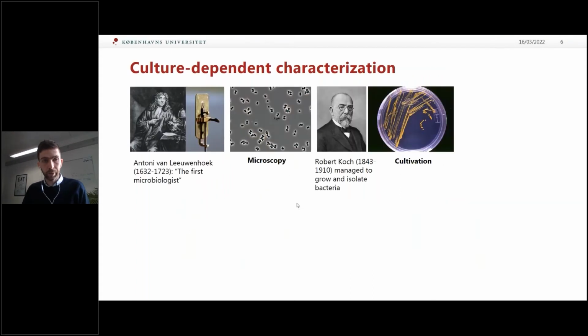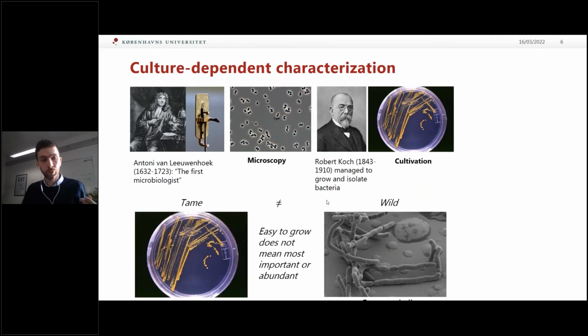So if we first look at culture-dependent characterization, that is not a new thing. Since Anthony van Leeuwenhoek, who was called the first microbiologist, invented the microscope, which enabled us to look at bacteria, and later Robert Koch and others also managed to grow and isolate bacteria. So we've been able to look at bacteria, cultivate and isolate them for a really long time. But the problem is that although we can grow them in the lab, easy to grow does not mean that they are important or abundant in the human gut.